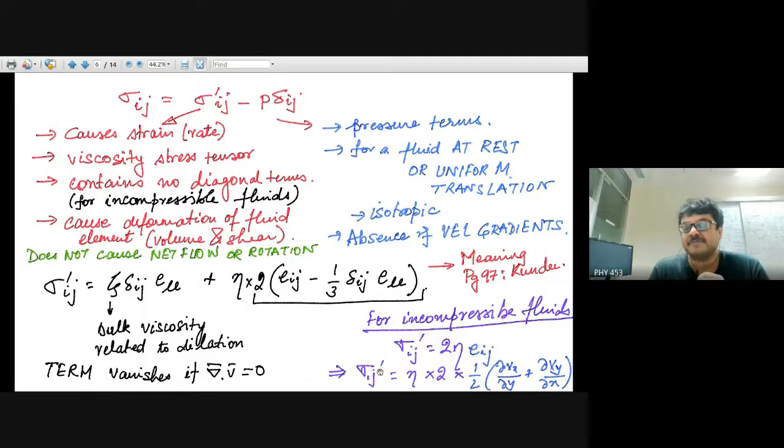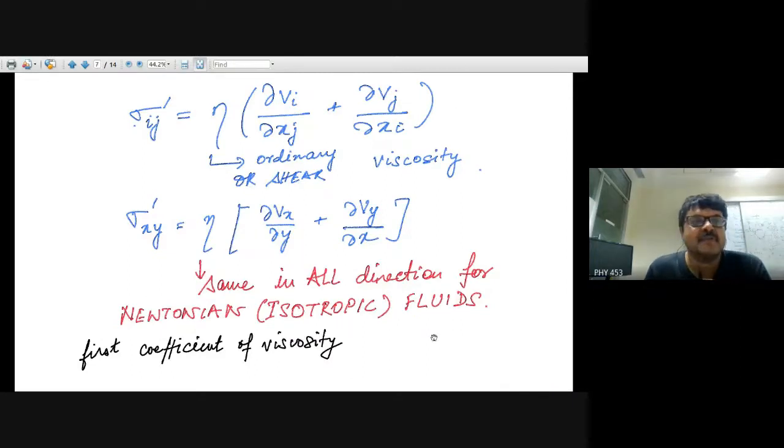So what you have is that if del Vy del X was equal to 0, the stress acting between two layers of the fluid is viscosity into del Vx del Y. Now that is something which you have seen. So sigma dash ij equals viscosity. It's also called the ordinary viscosity or the shear viscosity, the first coefficient of viscosity. Different books have slightly different terms, but typically we relate it as the shear viscosity.